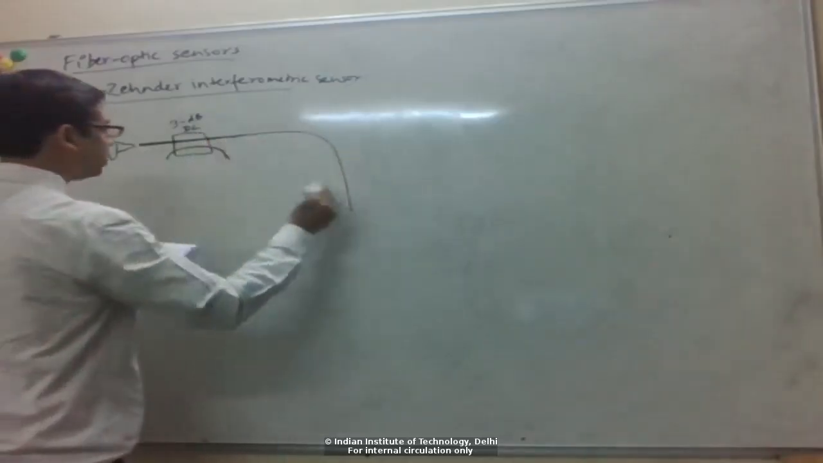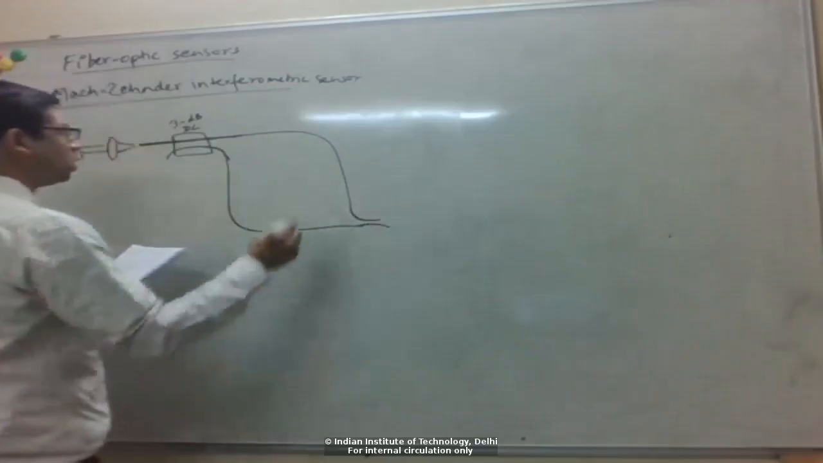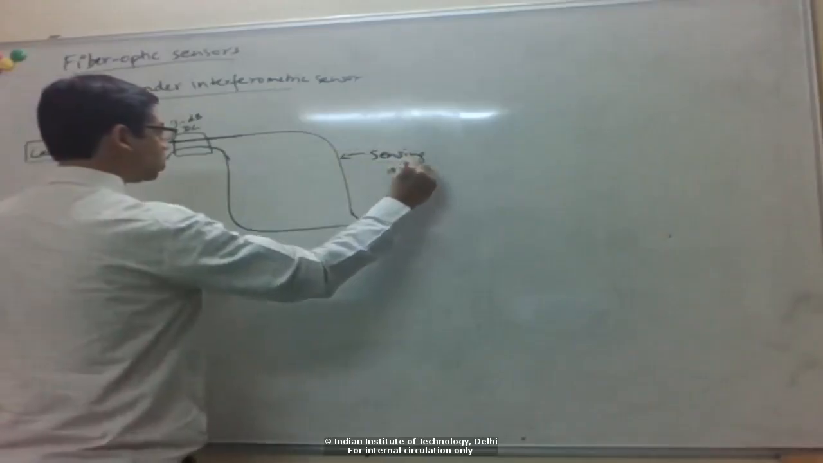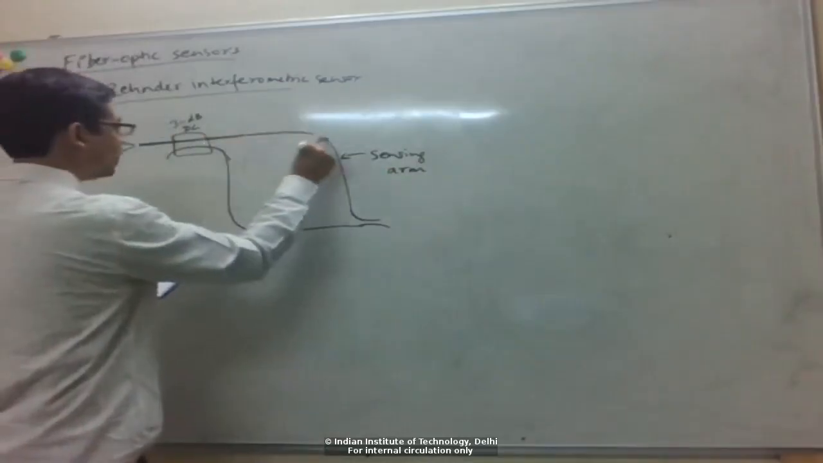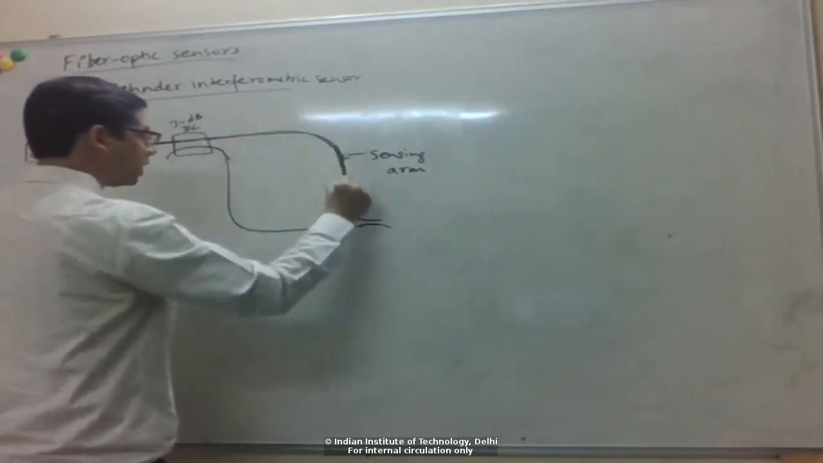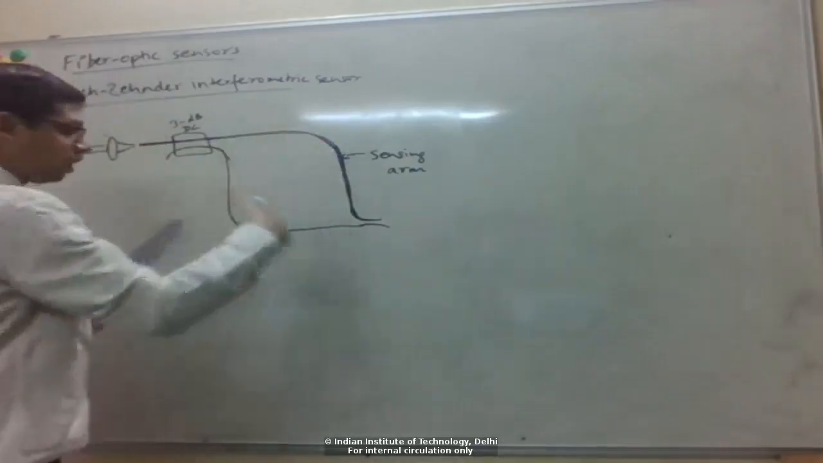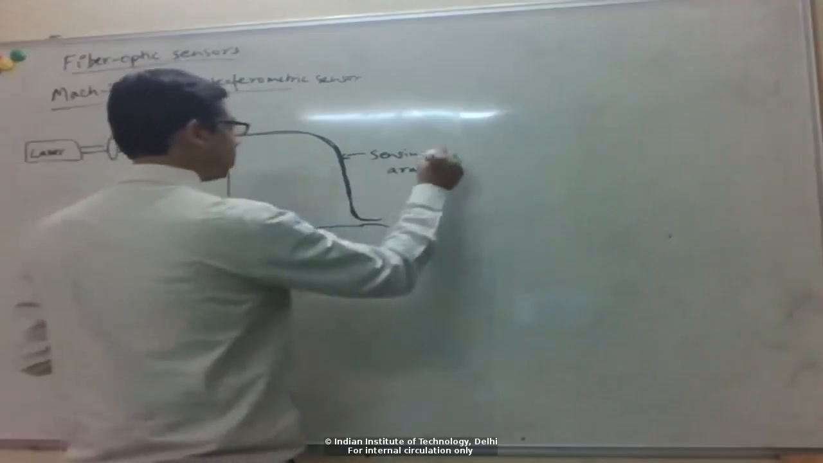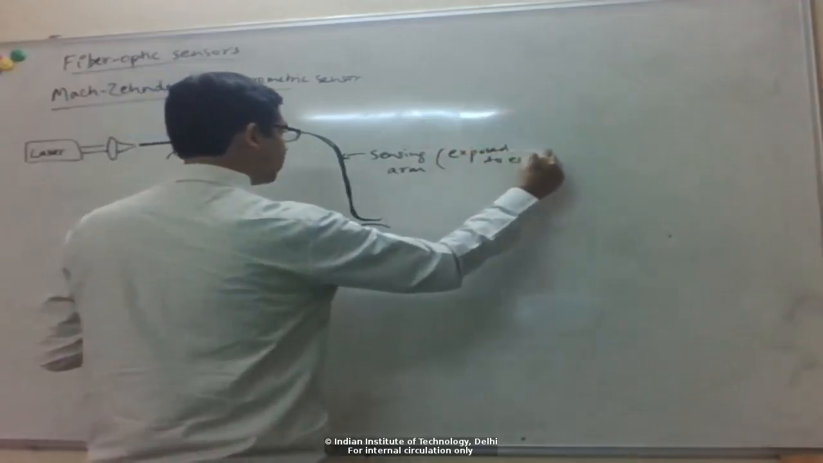And one arm is called the sensing arm, the other arm is called the reference arm. Okay, so this is known as the sensing arm, right? So this length of the optical fiber would be exposed to the environment, so that it is influenced by the quantities that you want to measure, right? So this part of the device will be exposed to the environment. So typically, for example, you coat this part of the fiber.